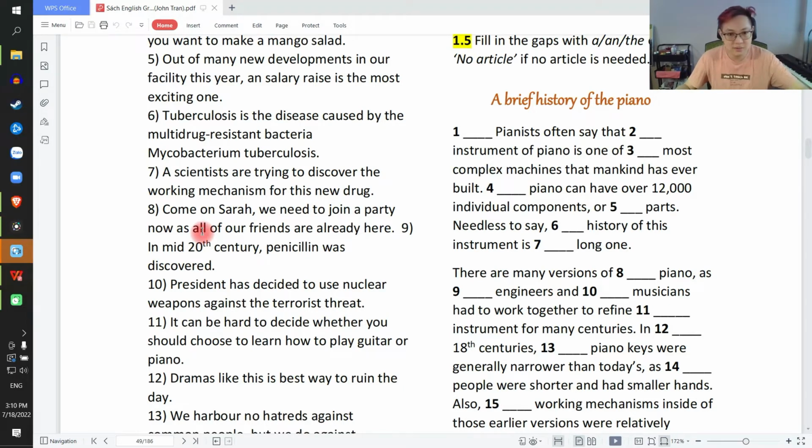So the definite article the needs to be applied here. Come on, Sarah, we need to join the party now as all of our friends are already here.